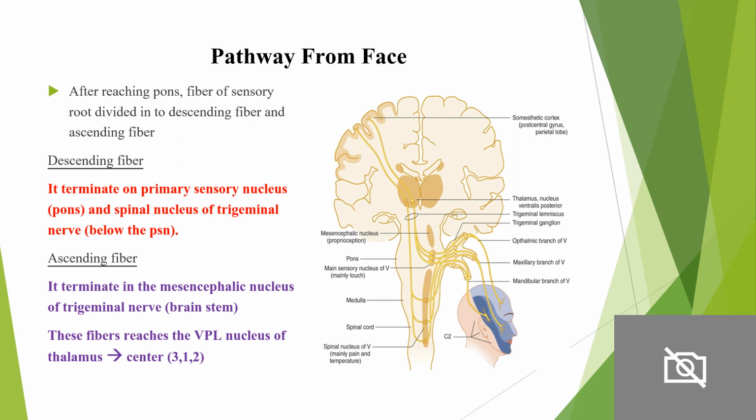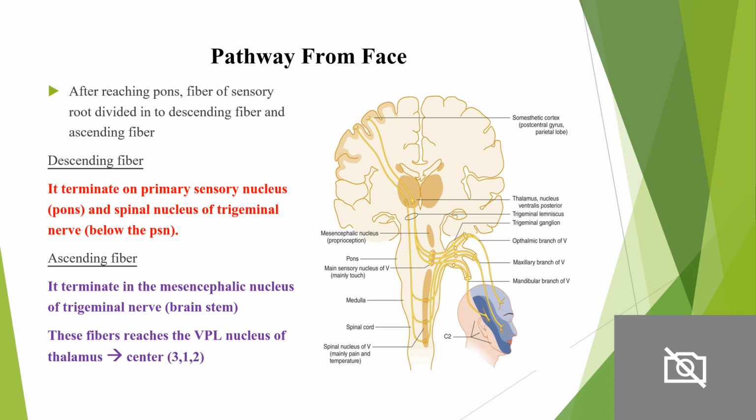So the fibers come from the three divisions of the face, through the trigeminal ganglion, and reach the pons where they are divided into two: the descending part and the ascending part. The descending part first synapses or terminates in the sensory nucleus present in the pons. Also it will synapse in the spinal nucleus. This is the spinal nucleus, just below the primary sensory nucleus, where it will synapse.